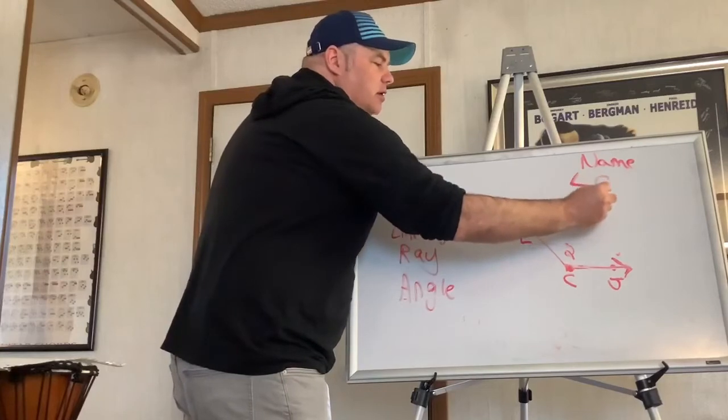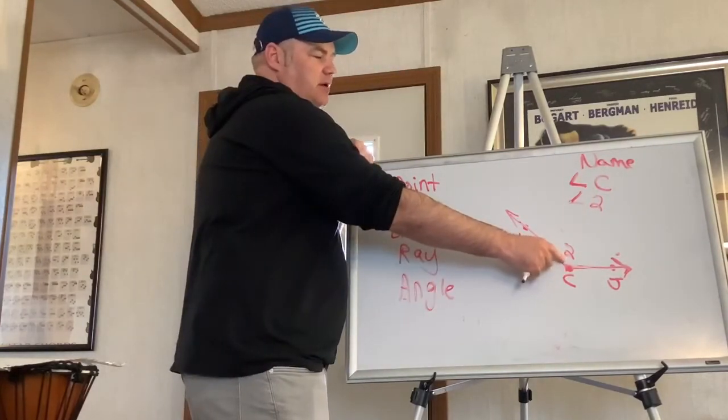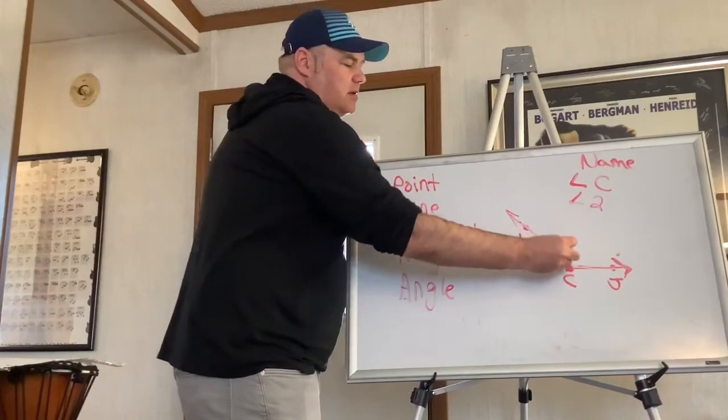Angle 2. If it's got a number there and it's only one angle that I'm referring to, I can call it angle 2. So that's one way to name it. Let's see if I can show that.